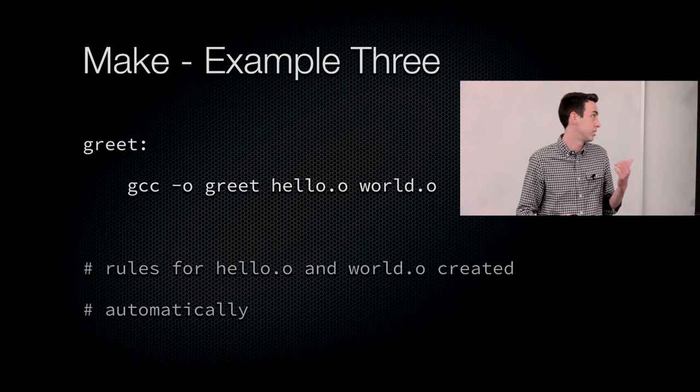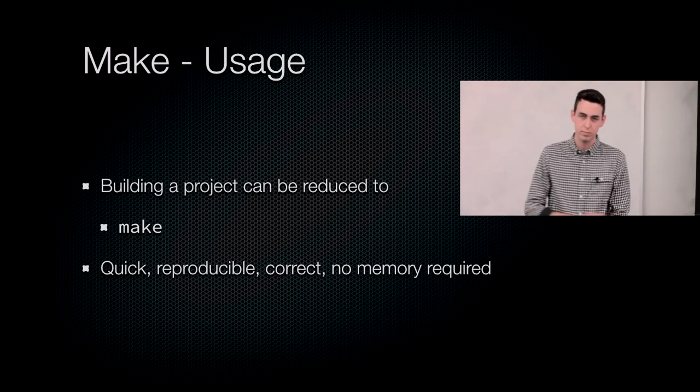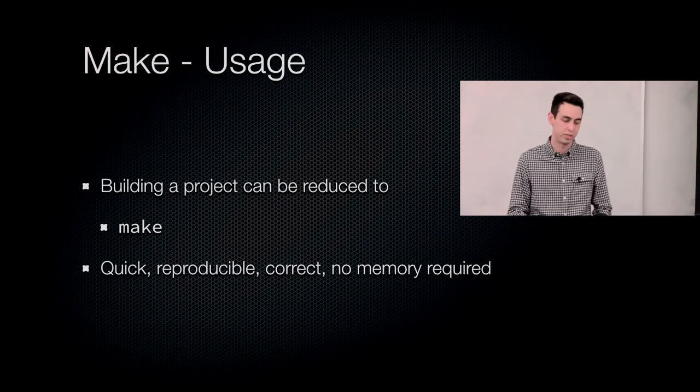However, Make is smart enough to generate some rules automatically, so rules for object files, .o files, can be built automatically. You don't actually have to explicitly spell those out, but that's how it works in the background. Then when you actually go to build your project, just type make: quick, reproducible, it's correct.